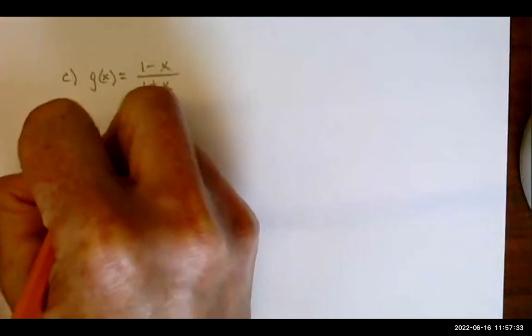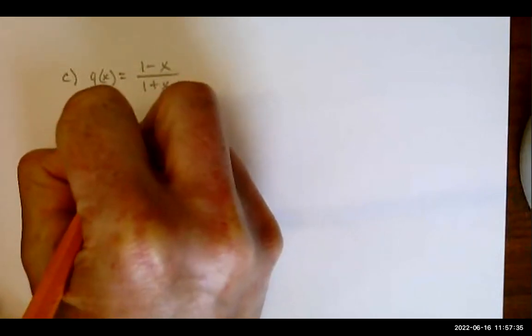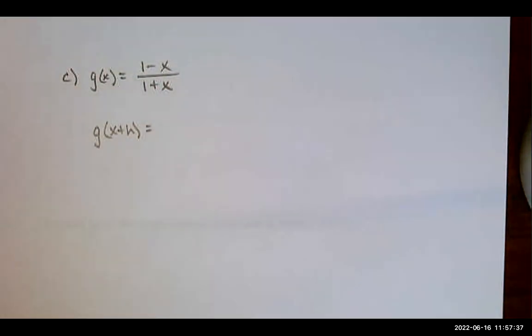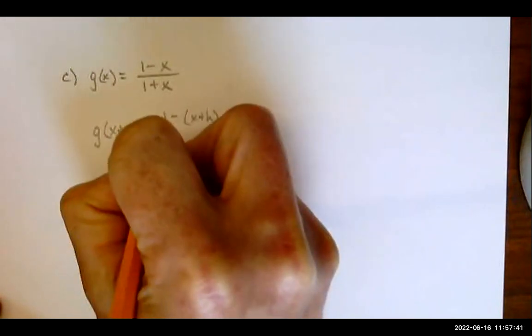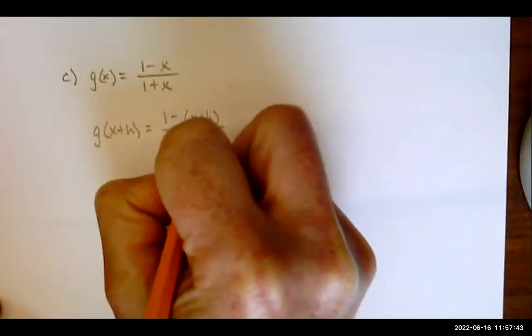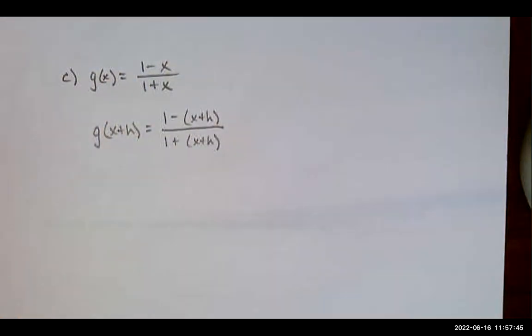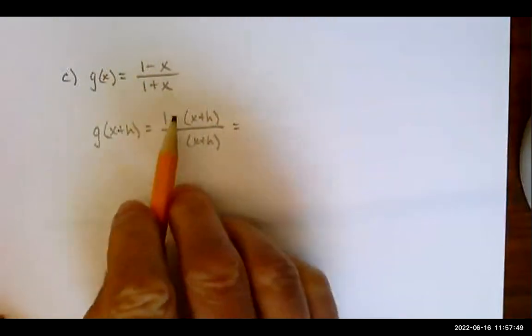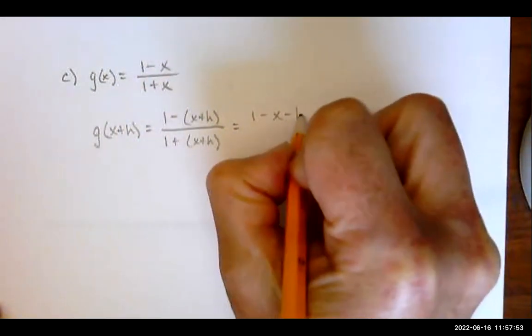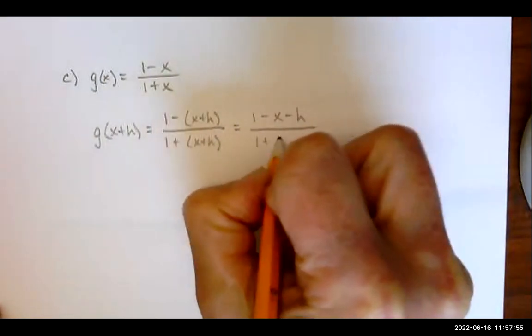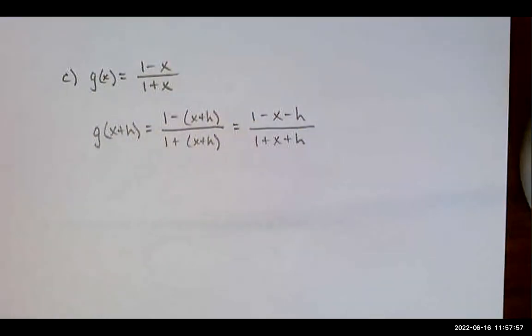Let's see here. What would it be for g of x plus h? Let's just go right to that. 1 minus x plus h over 1 plus x plus h, replacing both the x's. In the numerator, those parentheses matter because that minus sign distributes. In the denominator, not so much.